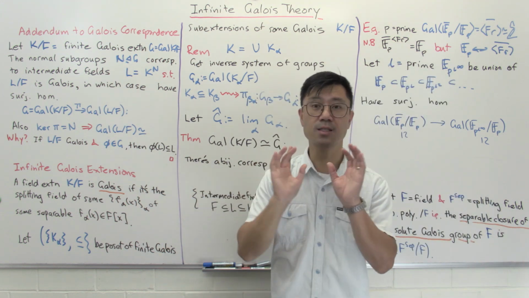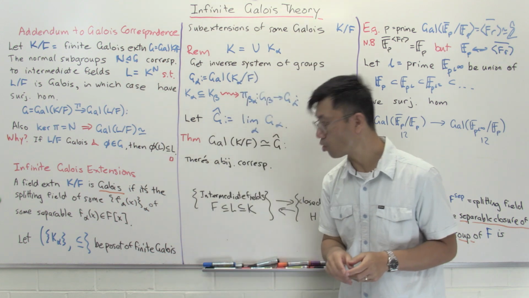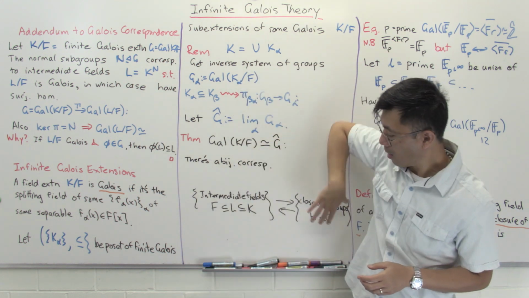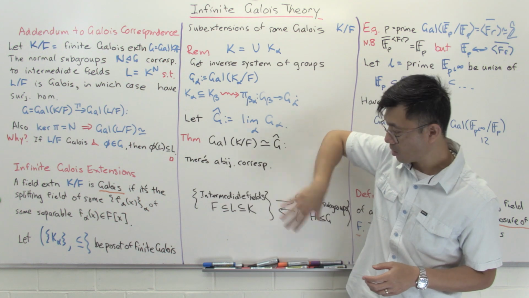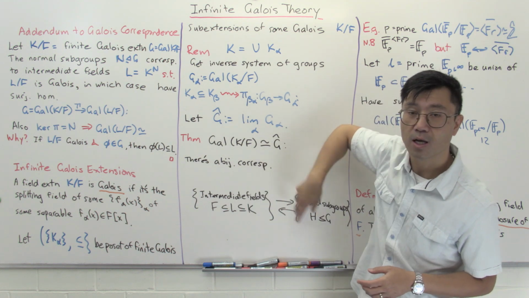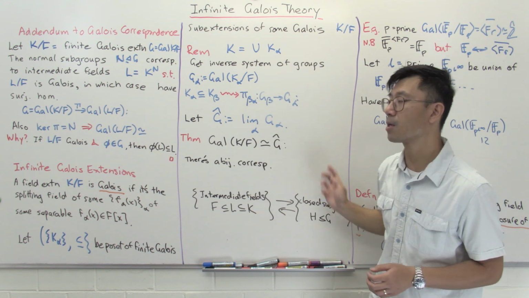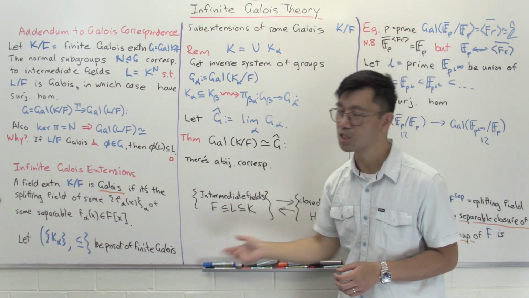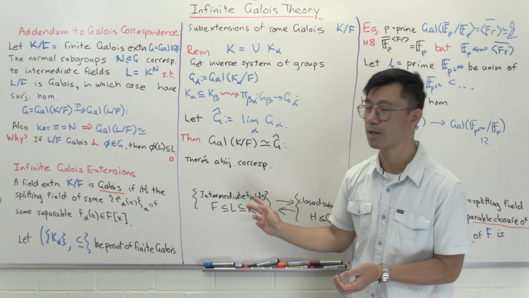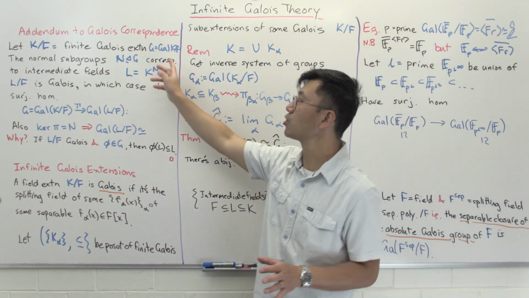Okay, so what does this addendum say? This addendum is talking about a sub relationship here. So instead of looking at all the subgroups here, we just want to look at the normal subgroups. The normal subgroups there, do they correspond to special intermediate fields on this side? And the answer is yes. So which ones do they correspond to?